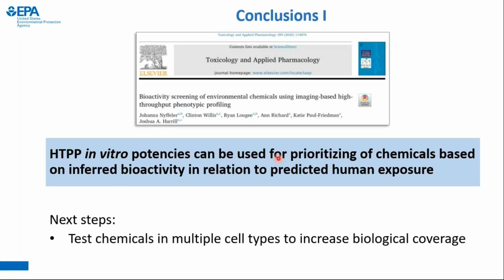So this concludes the first application. So I think I've shown that HTPP in vitro potencies can be used for prioritization of chemicals based on inferred bioactivity in relation to predicted human exposure. The next step will now be to test these chemicals in multiple cell types to increase biological coverage. So the idea is that for those chemicals where we did a poor job in predicting the in vivo toxicity, if we test more different cell types, we might be able to pick up more biology and we would get a better estimate.